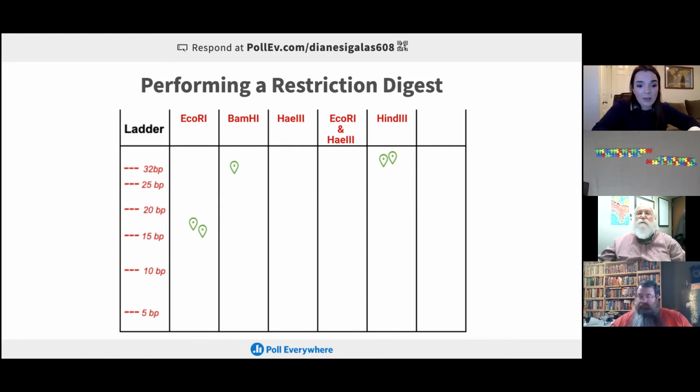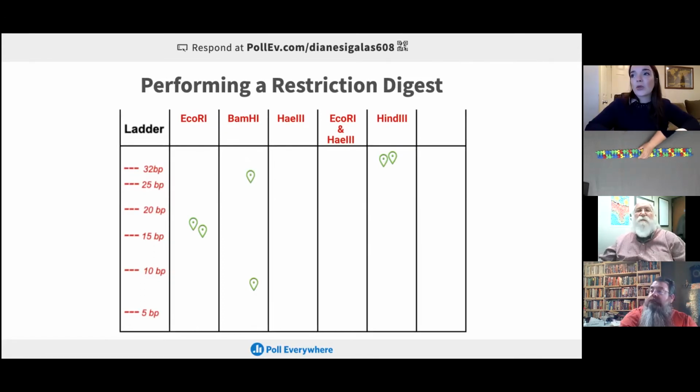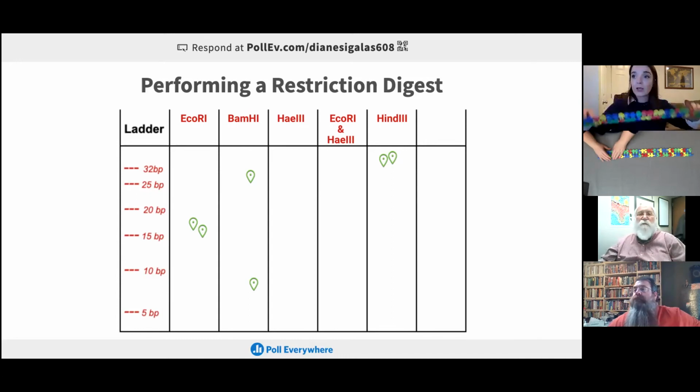So we've got some answers coming in now. We've got some HindIII because that was not in there. The 3 that were in this sequence were BamHI, EcoRI, and HaeIII. So these were the 3 restriction enzyme sites that were in our sequence, giving us the different lengths of our digest.